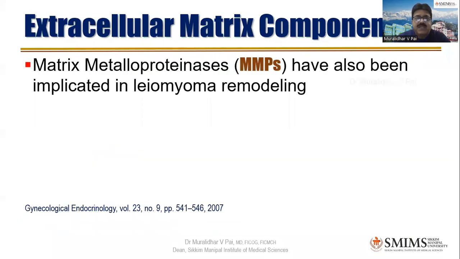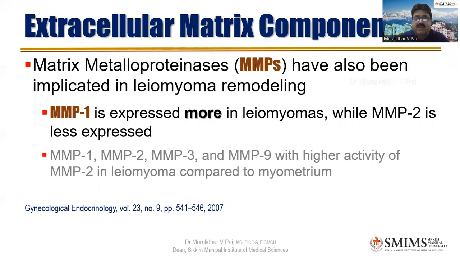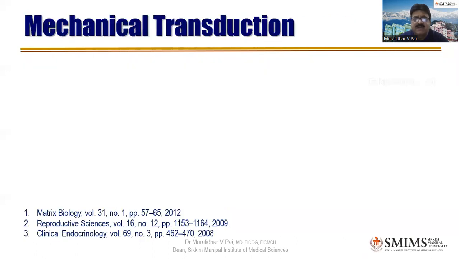Matrix metalloproteinases, that is important, MMPs, have also been implicated in leiomyoma remodeling. MMP1 is expressed more in leiomyomas, while MMP2 is less expressed. This you can write, but don't remember all the other things. That's why I gray out what is not very important in my slide. By now you have understood that.